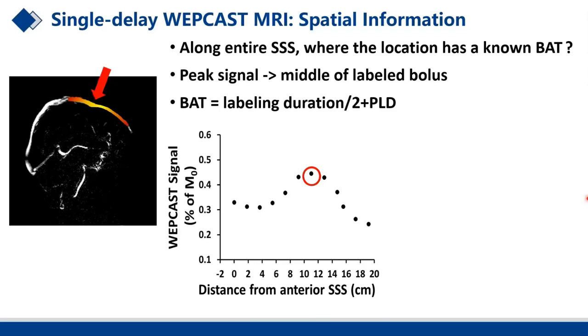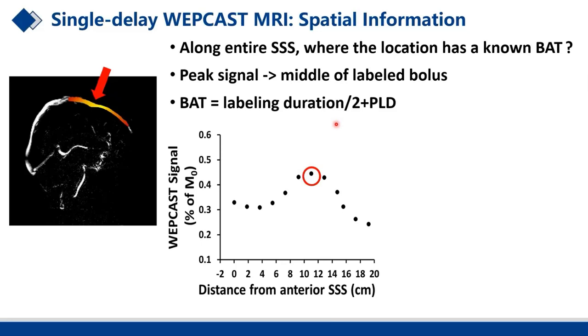But instead of asking what is the bolus arrival time of our signal, we actually utilize the fact that we're acquiring the signals along the entire sagittal sinus. We're doing a sagittal acquisition. And we're asking that along this entire sagittal sinus, where the location has a known bolus arrival time. So we know that because of the dispersion of the bolus, the middle of this bolus will have a peak signal, and that corresponds to a bolus arrival time of half of your labeling duration plus the post-labeling delay.